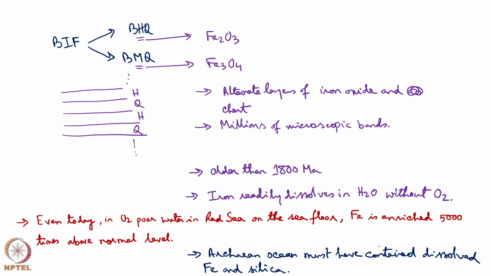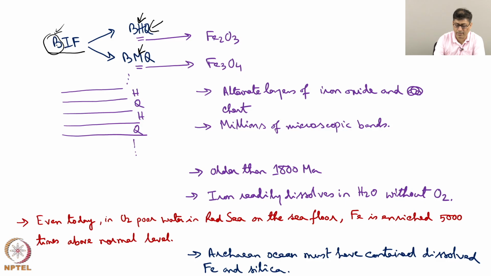What is a banded iron formation? As it is stated in the first word, banded, the rock is layered. Several layers or bands are there. These bands can consist of hematite or magnetite. Hematite is Fe2O3, magnetite is Fe3O4, and Q stands for quartzite, or it can be chert.